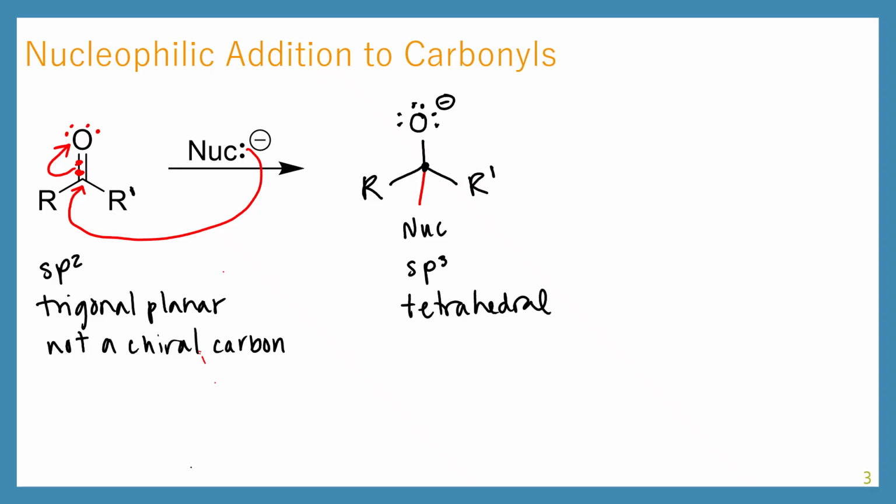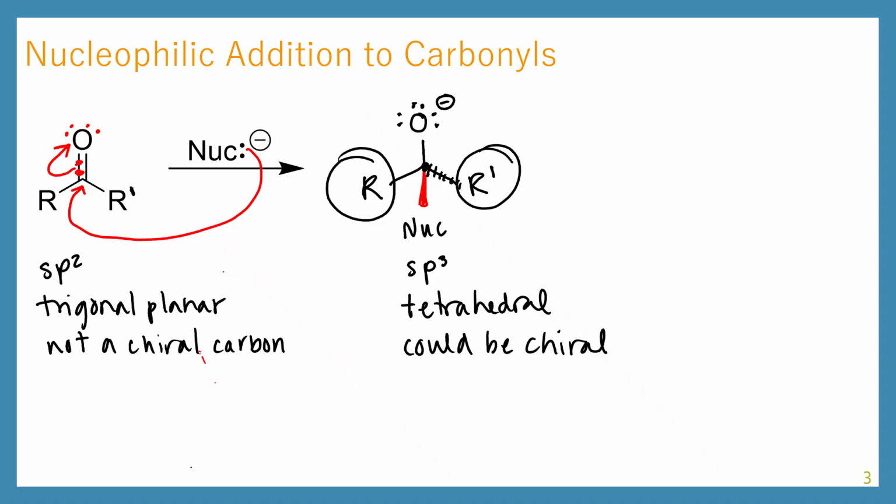So let's go ahead and give it some 3D shape here. Let's make this a wedge and make this a dashed line. And that also means that we could now have a chiral carbon and possibly a chiral compound. It just depends on the identities of these R groups and the identity of the nucleophile.